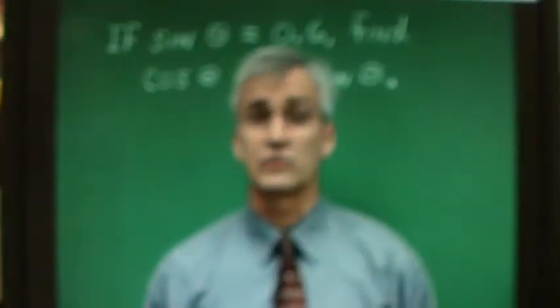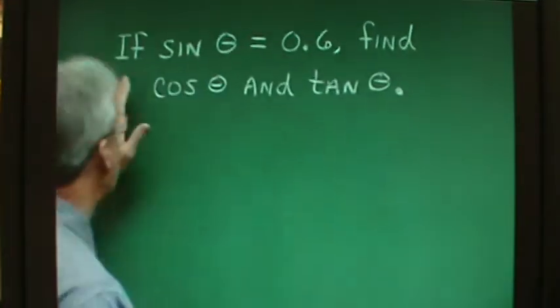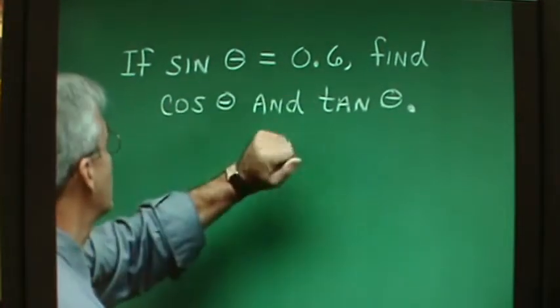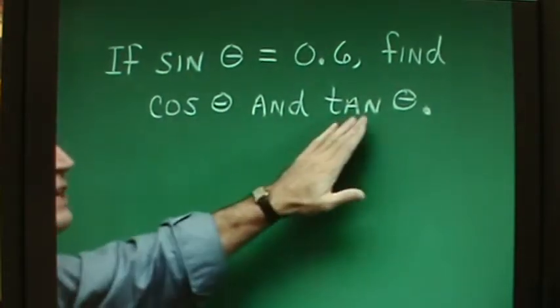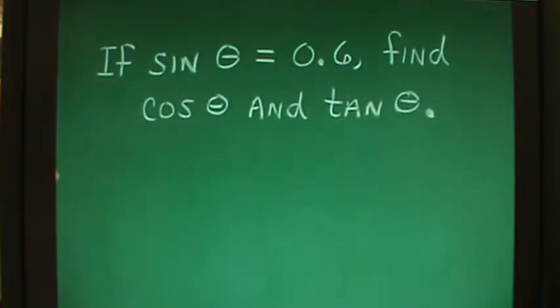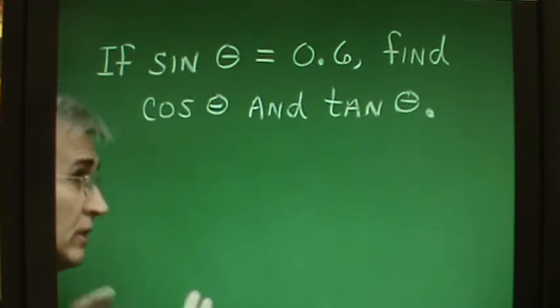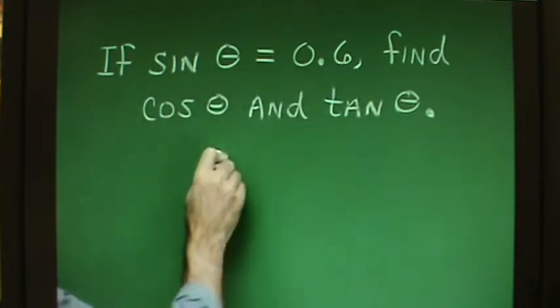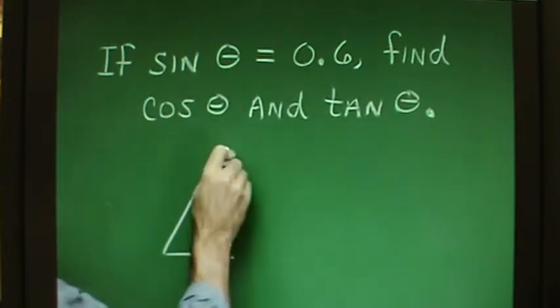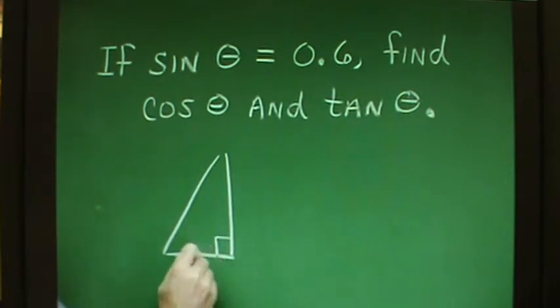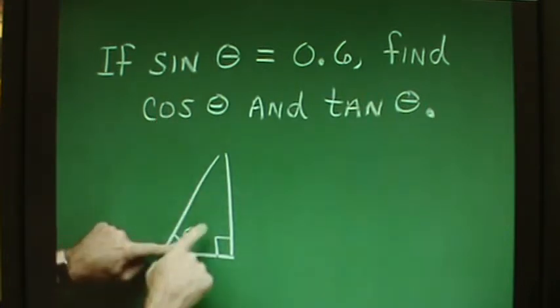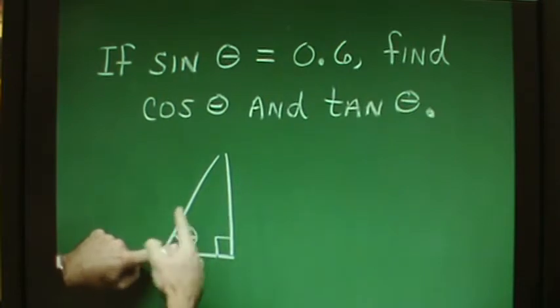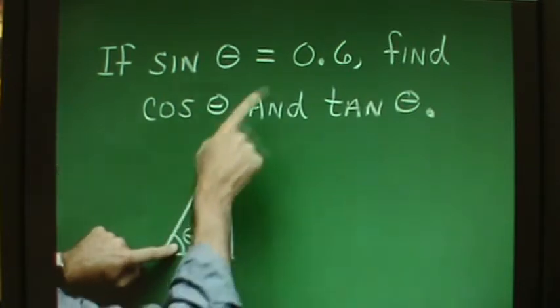Use identities to solve this problem. It says, if sine theta is equal to 6/10, find cosine theta and tangent theta. Now, let's understand that we don't have to use identities to solve this problem. We could just take the tactic, well, if sine theta is 6/10, then I can make a little right triangle here, and if this is theta, then the sine of theta is opposite over hypotenuse, and I just need to make a fraction that's equal to 6/10.